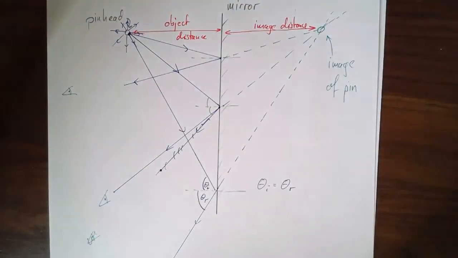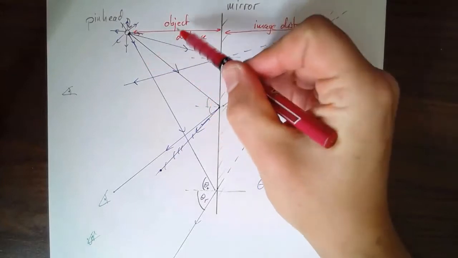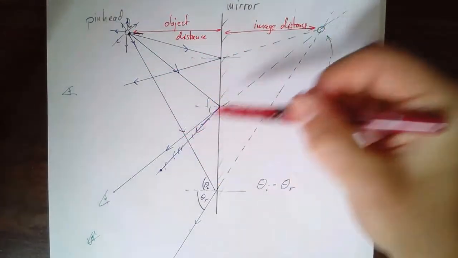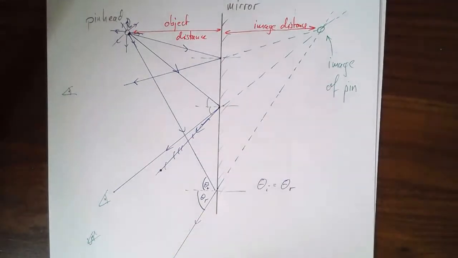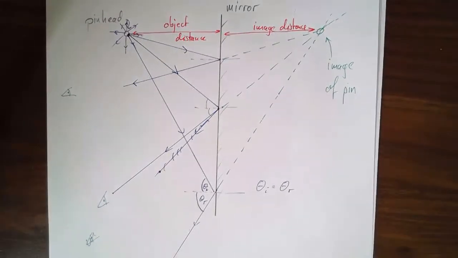And of course I could explain all of this in terms of waves. They're spreading out and bouncing off, and then they appear to come from a point back there. Okay, so that's flat mirrors. Pretty straightforward. We can do all sorts of geometry examples with this.